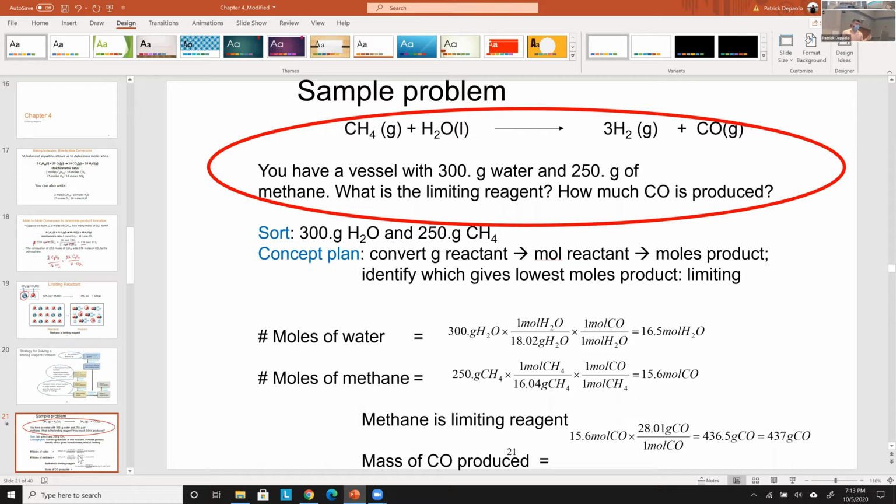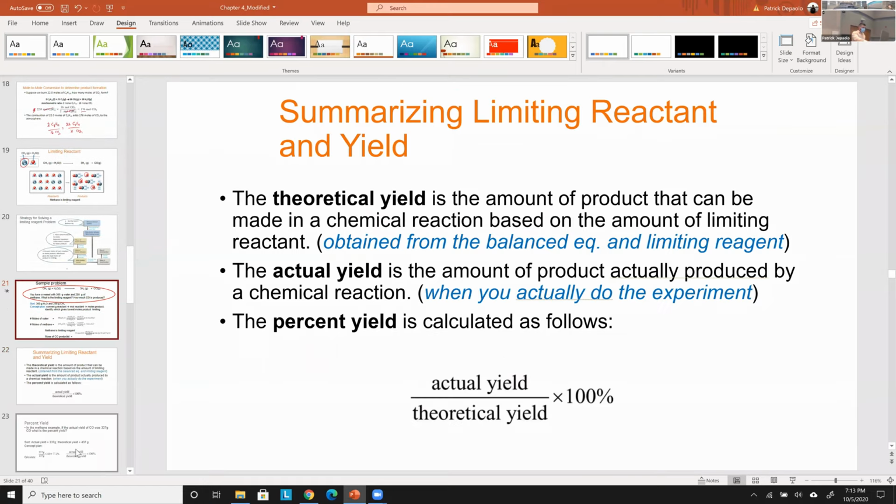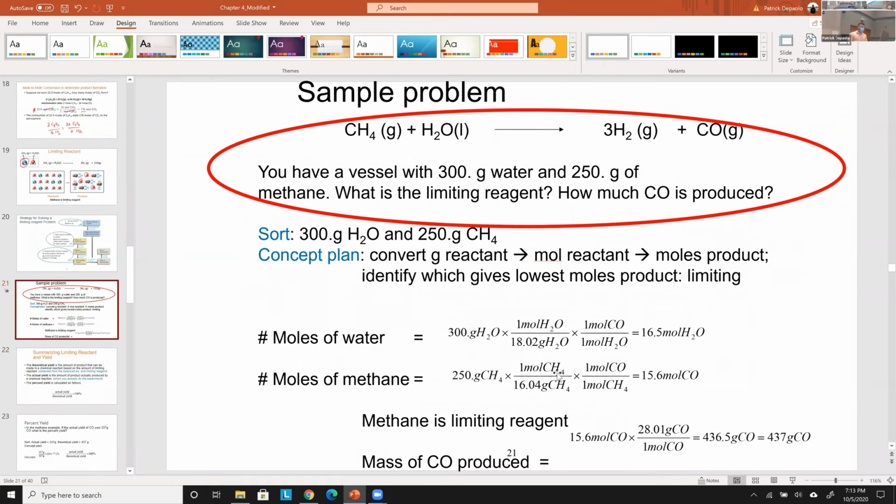So let's get started. Now, let's write things. Nah, we can just do it right here. I'm being lazy. So you have the 300 grams. Let's make sure it's balanced. CH4, we have a carbon here, and we have a carbon on the right. We're good. Hydrogens, we have 4 plus 2, so 6, and on the right we have 6. Oxygen, we have 1. Oxygen, we have 1. Good.